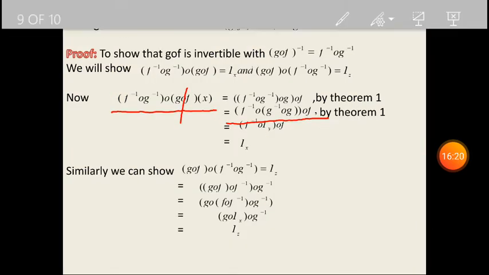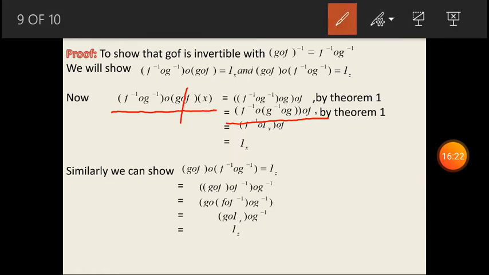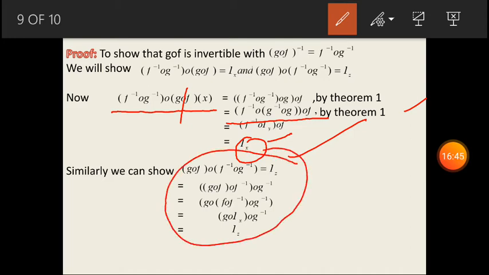Just pay attention here, we are just changing the bracket: f inverse o (g inverse o g) composition f. So g inverse o g, the inverse composition with the function, will give us the identity function. So f inverse o identity function o f is nothing but again an identity function. Similarly, we can prove that the other result will also be an identity function.